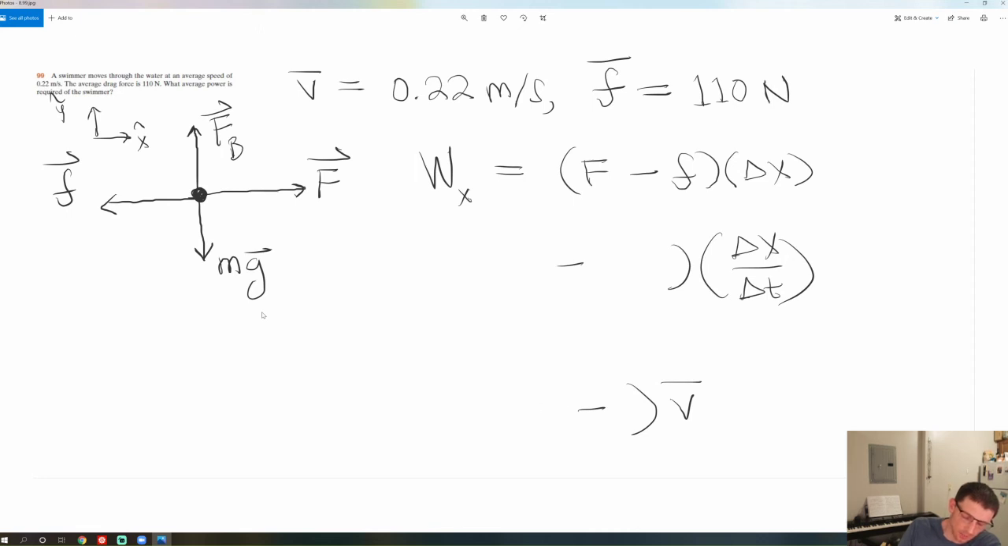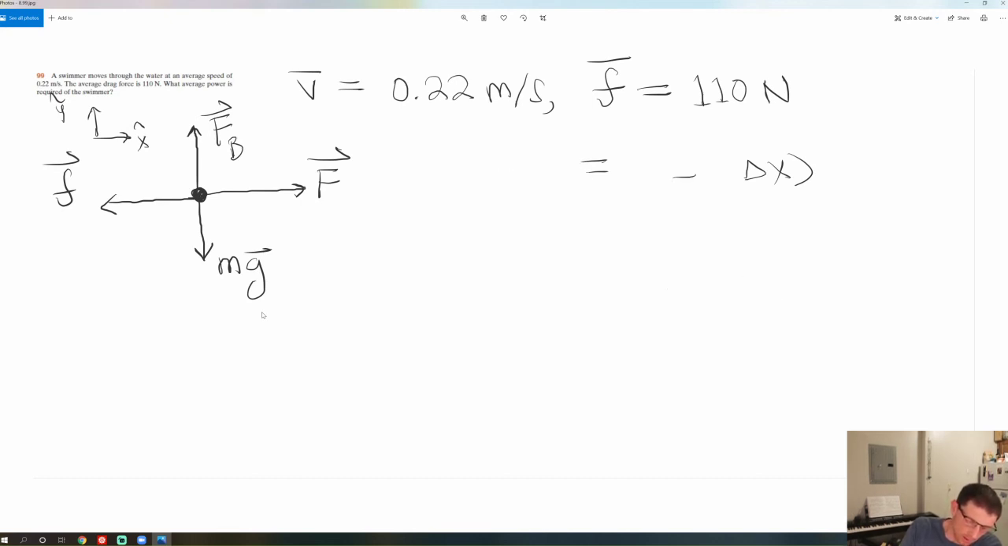So, my bad. What I want to do is I just want to say something like this. I want to say for the swimmer to move at constant speed, right, constant speed, implies that the acceleration is 0, right?